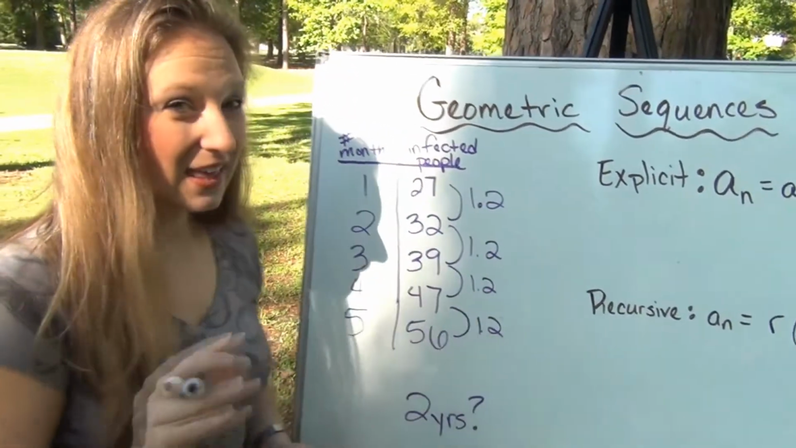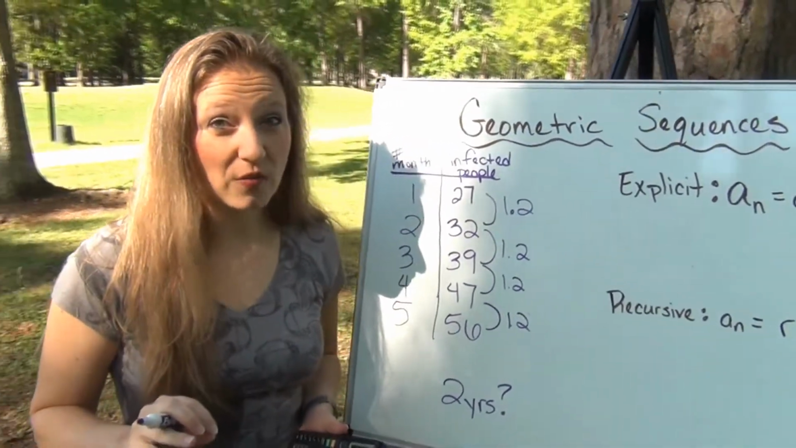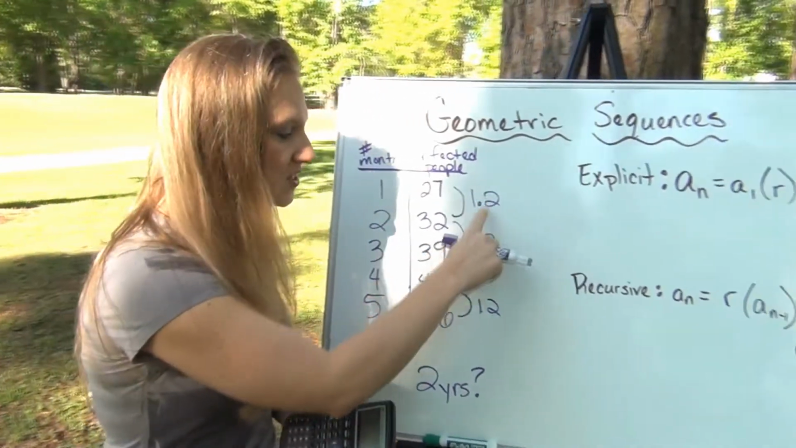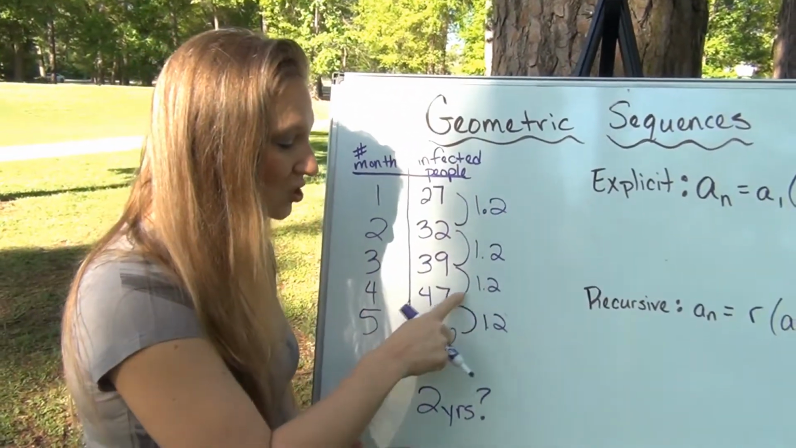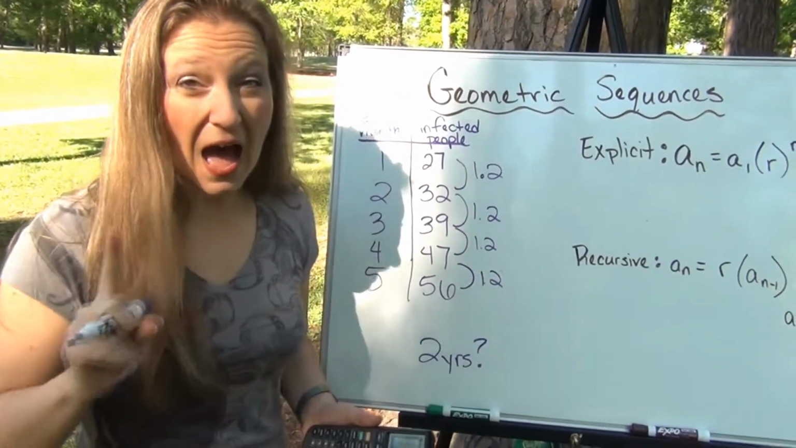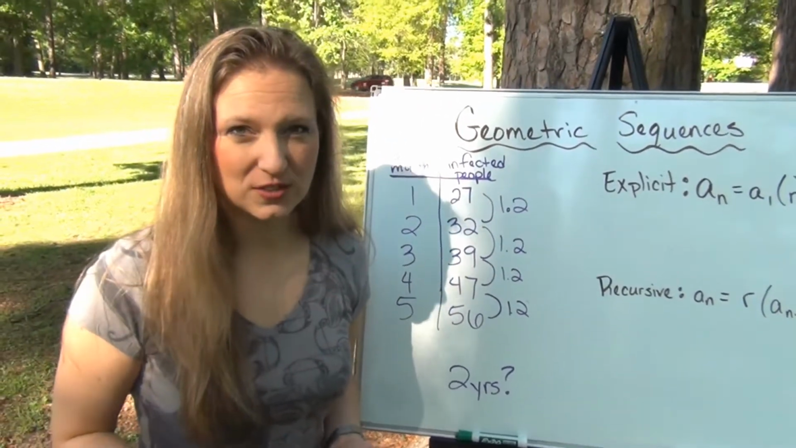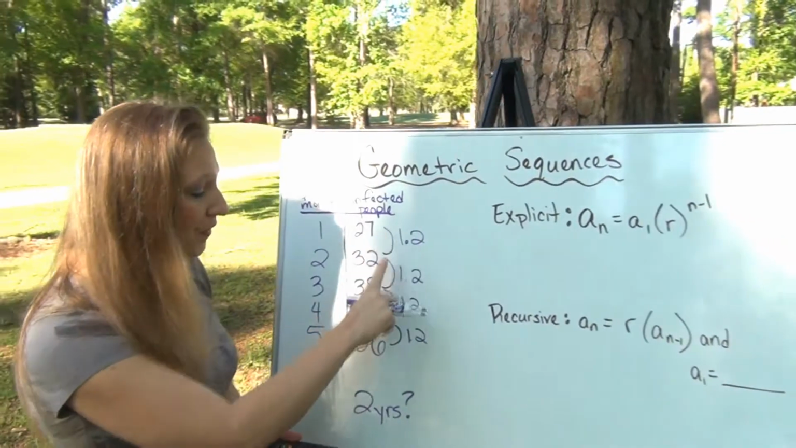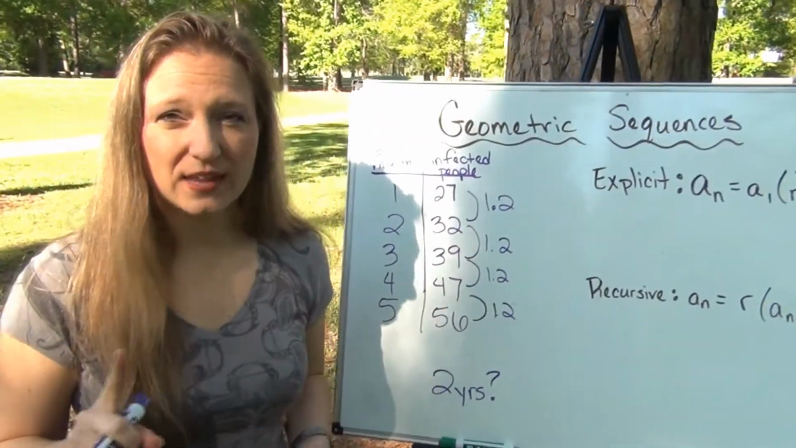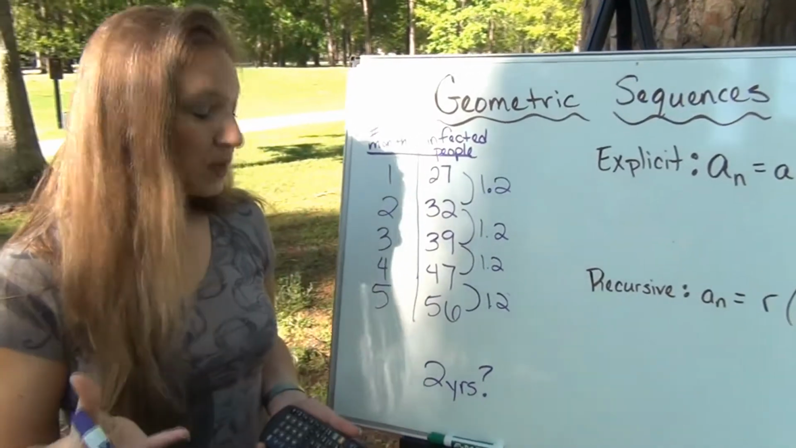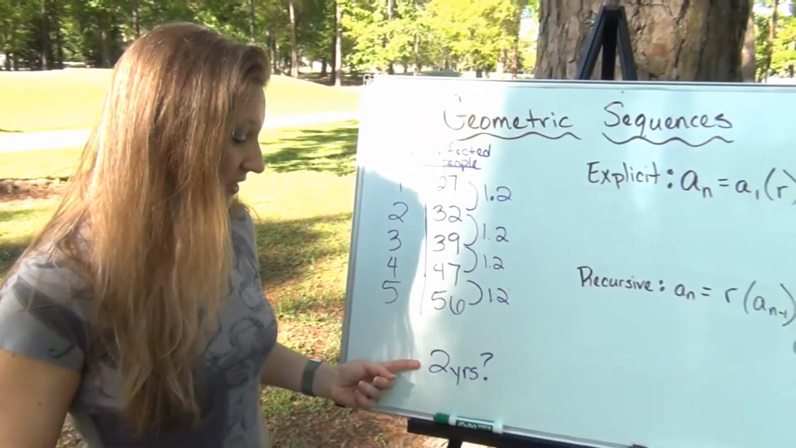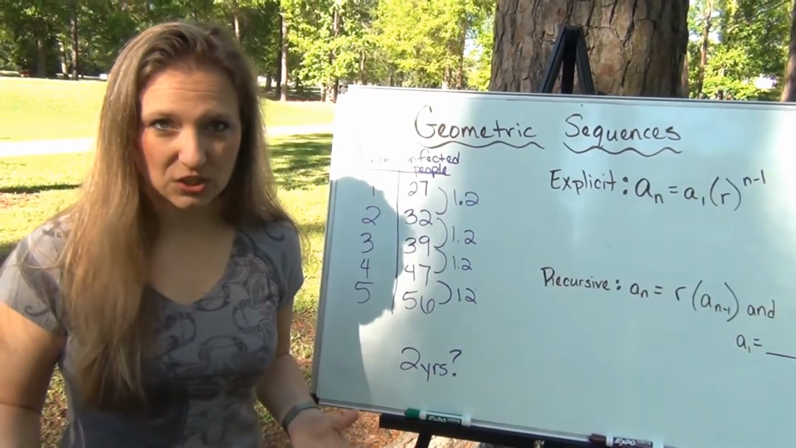Notice it's very close to a ratio of 1.2. So because there's a constant ratio, I would need to multiply by 1.2 to get each subsequent term. I proved that this is a geometric sequence. So if this is growing at this constant ratio, I can now figure out how many people I expect to be infected in 2 years if this pattern continues.